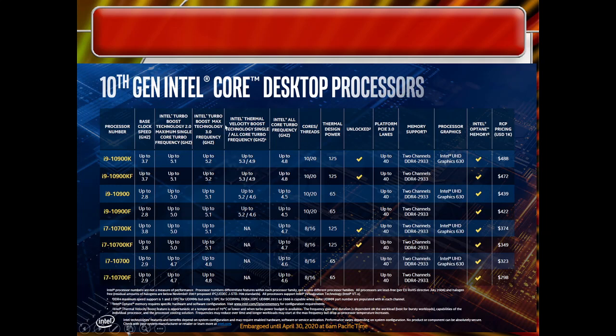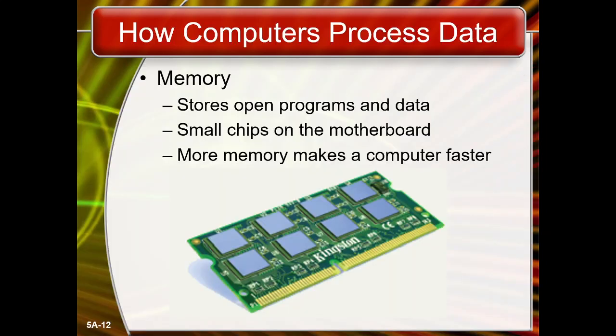And then is Turbo Boost Max Technology. Then is Thermal Velocity Boost Technology. Then is core turbo frequency, cores, threads, thermal. Here we see memory support. So here it is also mentioned how much memory it supports. And if you see, how much graphics it supports is also written over here. There are also dedicated graphics processing units, also referred to as GPUs. We will see later on.